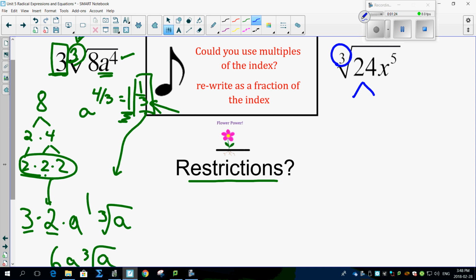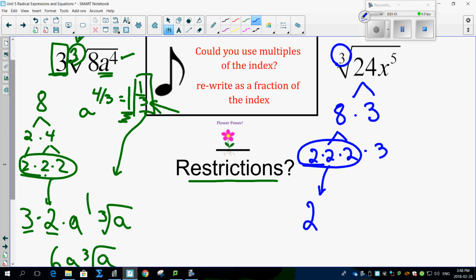Break down the 24. You know and I know that 24 is 8 times 3. Break this down. Well, 8 you should know is 2 times 2 times 2 by now. That's just too easy. Times 3. So there's your triplet that you're going to pull out. Okay, so there's the 2. There's what's left underneath the cubed root radical sign. Okay, now start dealing with the x to the 5.